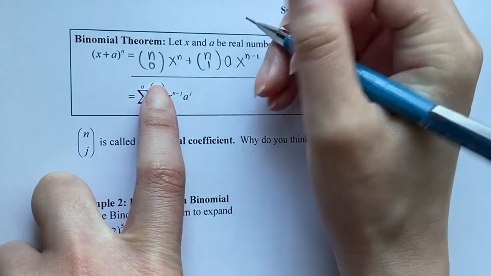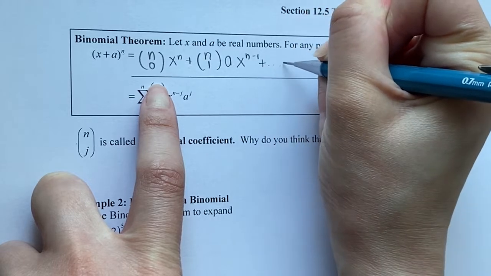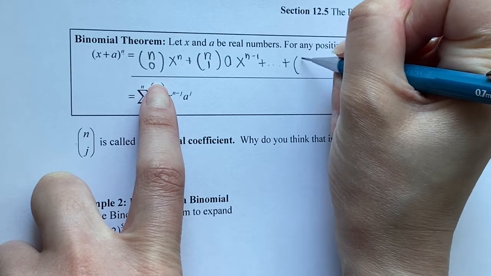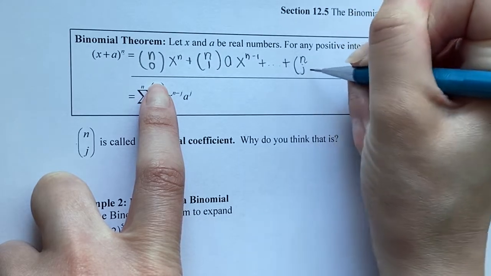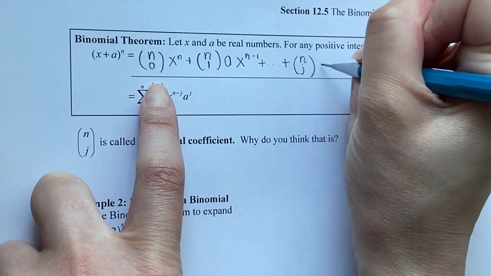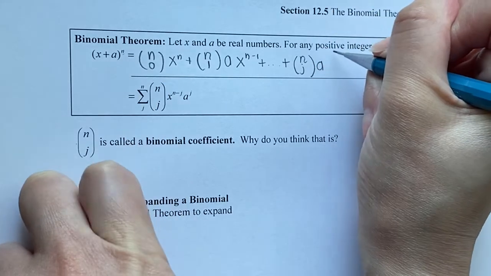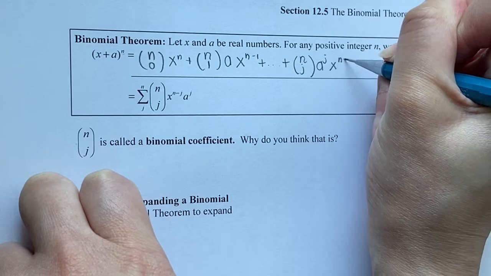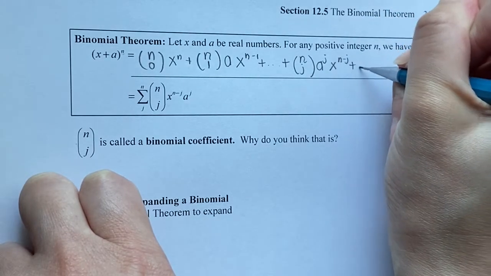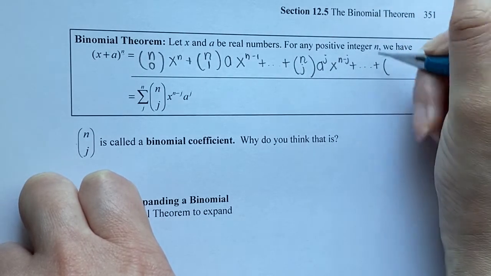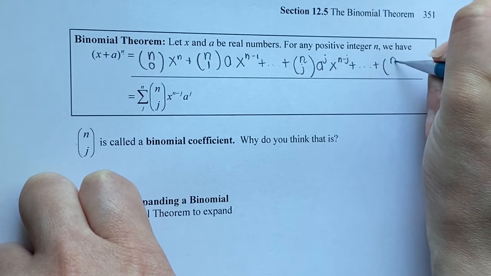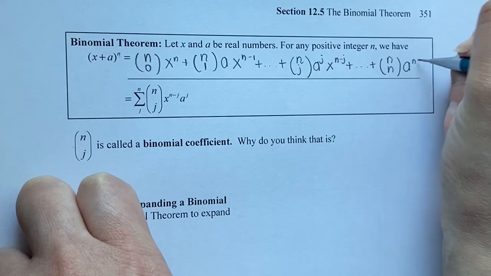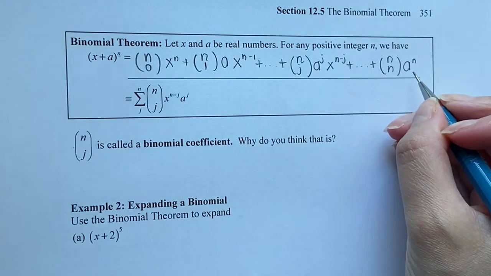So over here you have x to the power of n minus 1, plus dot dot dot, and then this is kind of like the middle, and let's call it j: combinations from n to j, a to the power of j, x to the power of n minus j, plus dot dot dot. And then the last term is going to be combinations from n to n of a to the power of n, because the x is going to be to the power of 0.